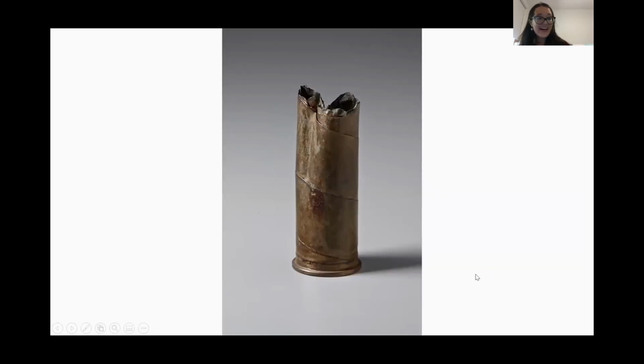I want to end with us all looking at this item here. Does anyone want to take a guess what this might be? You can put it again in the chat. Yes, thank you, Kate. Yes, bullet shells, yes.